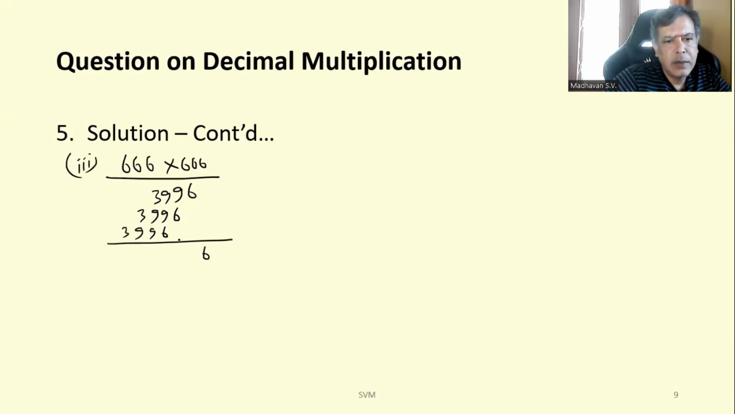Now let us add. This is 15, 1, 9, 9, 18, 18 plus 6, 24, 24 plus 1, 25, 25, 14, 23, 2, 9, 3, 12, 14, 1, 4. So it becomes 443,556.